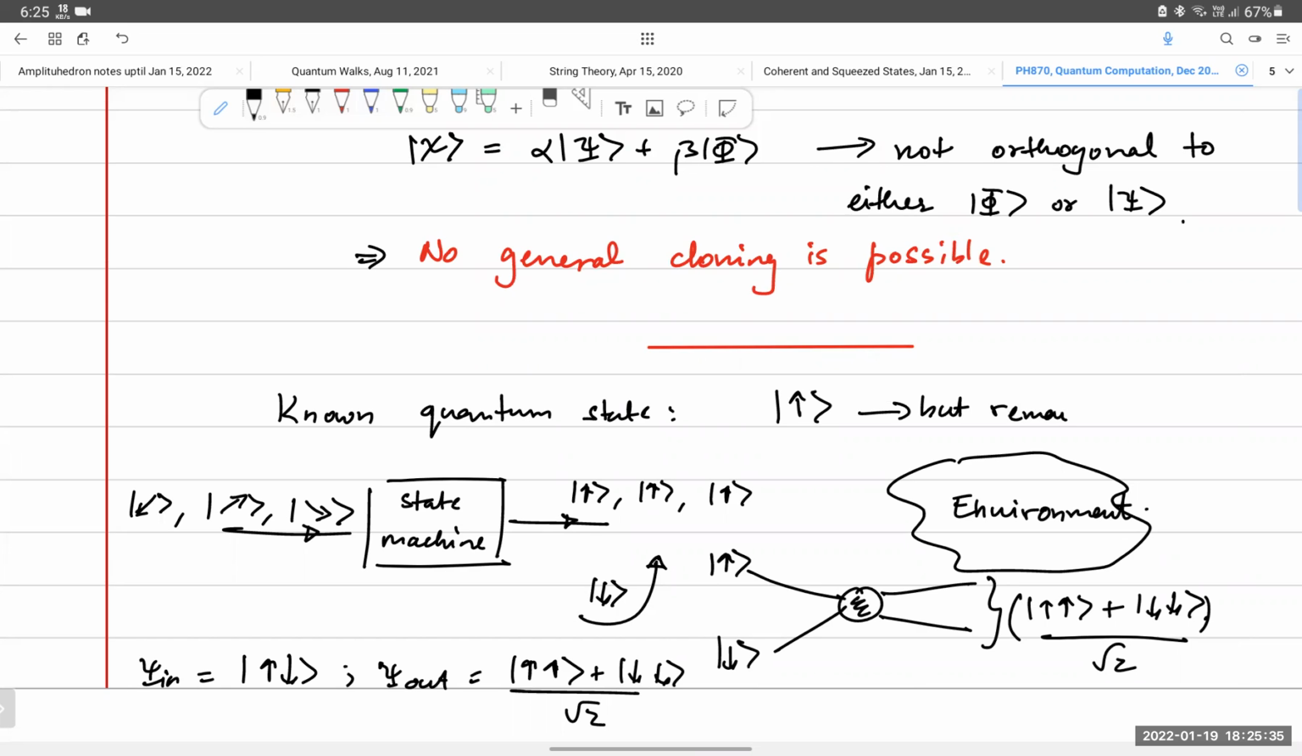But the thing is, it continues to be a quantum system. Now, if it interacts with the environment and undergoes decoherence, in that case it will become effectively classical. But if I don't allow that interaction, then it will retain its quantum character.